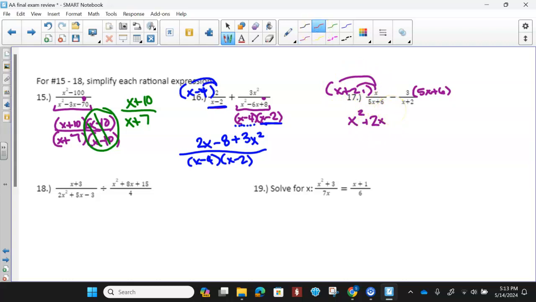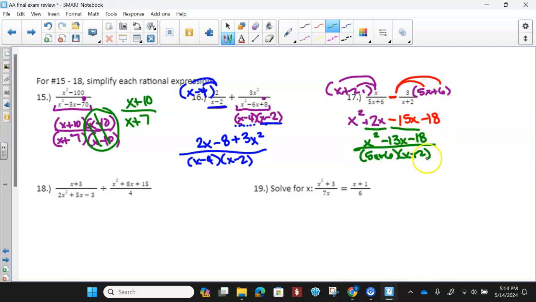Now be careful though, because I just also said this too, and I'm whoopsie daisy. We're not multiplying this by 3. We're multiplying by negative 3 because we're subtracting. So negative 3 times 5x, negative 15x. Then negative 3 times 6, negative 18. Now combine like terms, which we do have, 2x minus 15x. So x squared, 2 minus 15, negative 13x minus 18 over the denominator, 5x plus 6 and x plus 2.